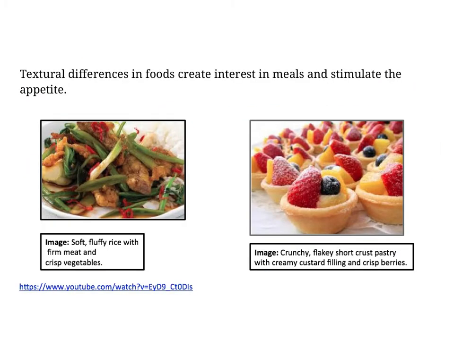Texture is also another factor when it comes to the physical appearance of food. And textural differences in food create interest in meals, and they stimulate the appetite and that desire for food. For example, here, having the soft, fluffy rice with firm meat and crisp vegetables, those different distinguishing textural properties do create interest within this stir-fry meal. Another example here are these tarts, which have crunchy, flaky short crust pastry with a creamy custard filling and crisp berries on top.